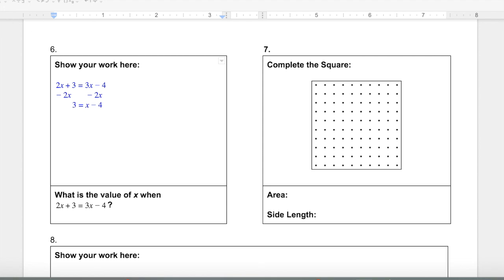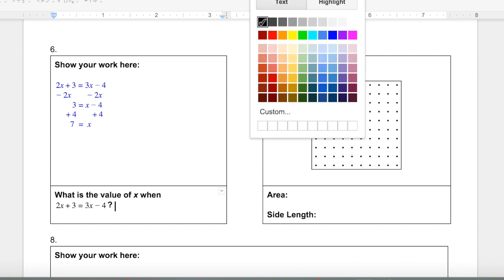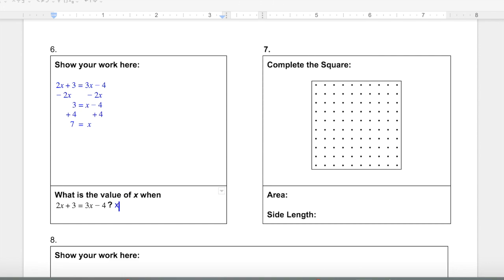And then we are going to move the constant over. So this means we're going to add 4 to both sides, plus 4. Again, I'm going to move this over. And we are left with 7 equals x. So your work should look something like that. And then down here, when you write your answer, you could put x.